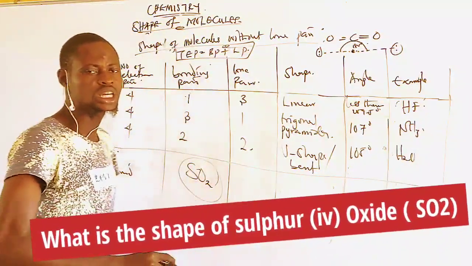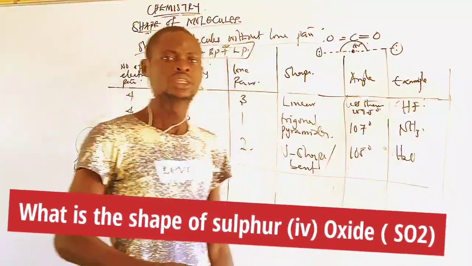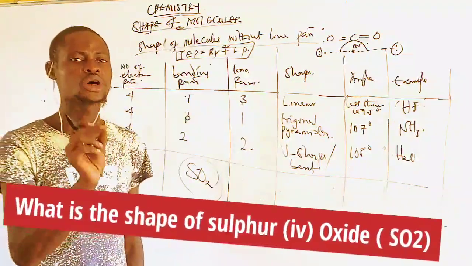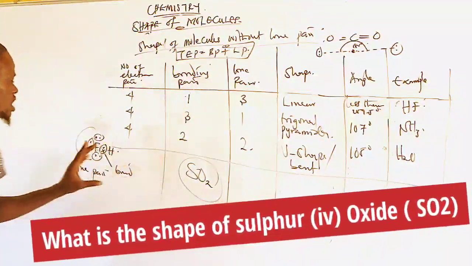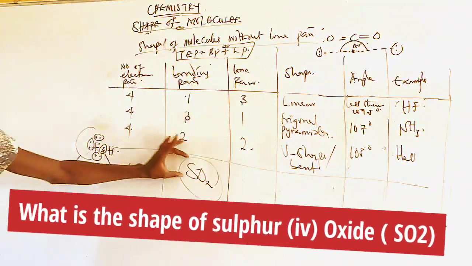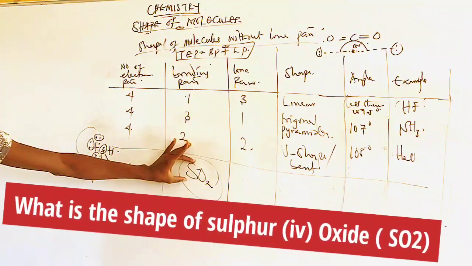Are you getting what I'm saying now? What kind of shape will be found in SO2? Now, don't forget I said that if you want to determine the shape of a molecule, the first thing I need to do is to draw the Lewis dot structure. The central atom here will be sulfur.